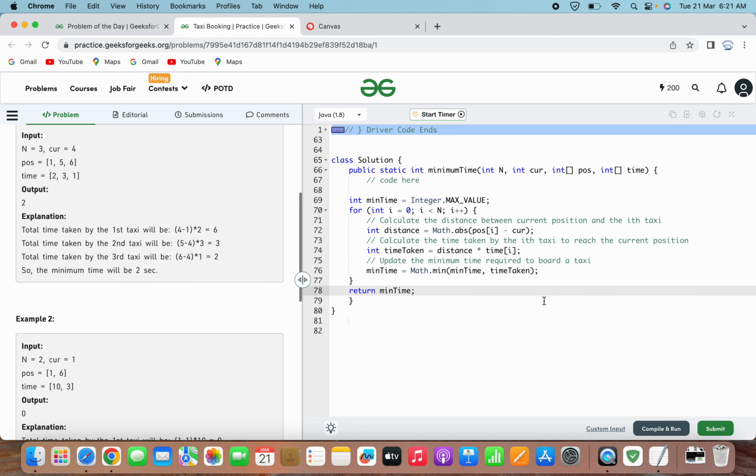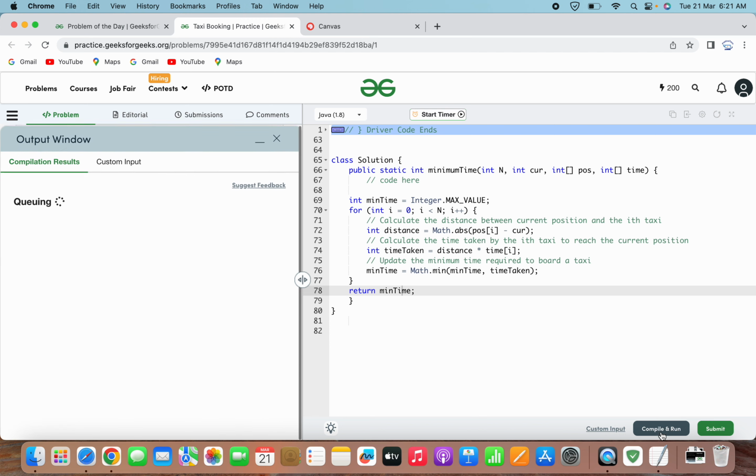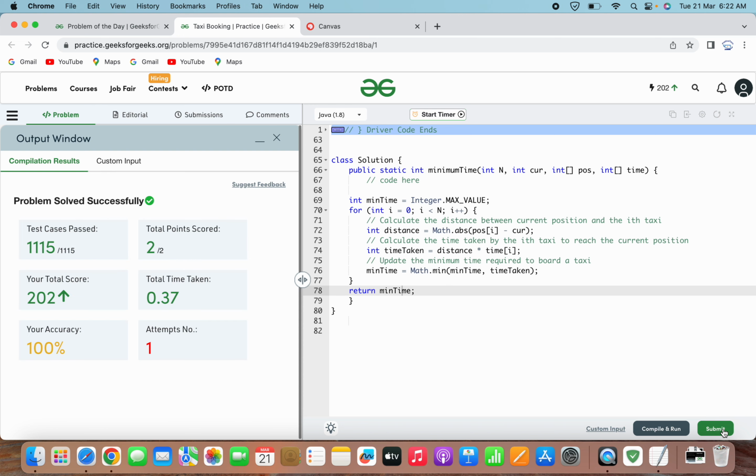That's it. It is that easy a code, and this much is only the code and explanation for this problem. Now let's try compiling this code. So here you can see we have got the correct output. Let's try submitting the solution. So here we can see that all the test cases have been passed, and this problem has been solved successfully.